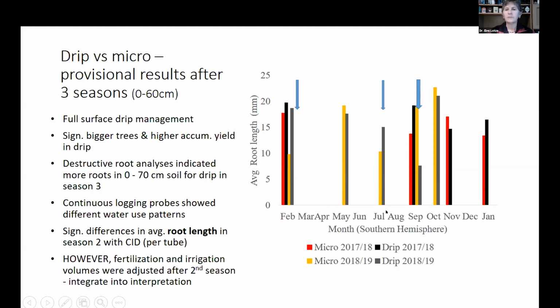And initially the micro had fewer roots than the drip, in most of the cases; there's an exception. But in the second season, we started to see some significant differences at specific times, where again the micro had fewer roots than the drip, and we still need to follow these results up. What was important is that in this case, we also had to look at the role of fertilization and irrigation volumes before we could ascribe the results only to the different irrigation methods.